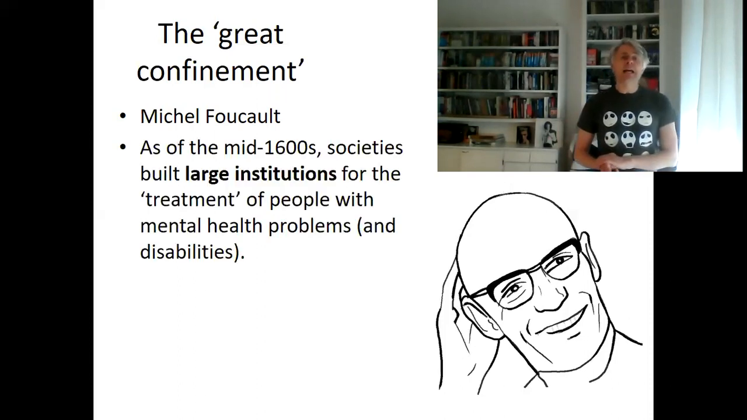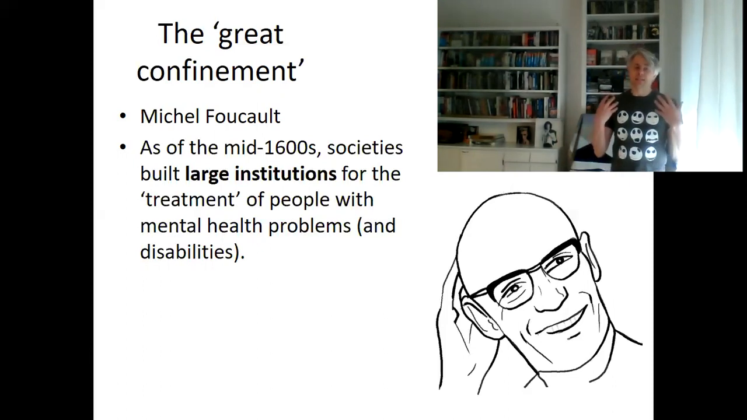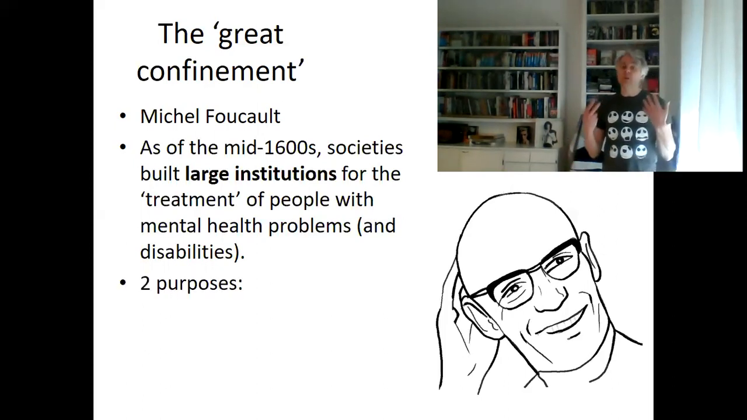Foucault has a concept. He notes that around the mid-1600s in Europe, societies built large institutions for the treatment of people with mental health problems and disabilities. At first, the character of these institutions was something like a workhouse. Slowly over time, they morphed into something like a hospital or something like a home. Okay, so the nature shifted gently, but the idea was a very, very large institution for the treatment of these people. And there were two purposes here.